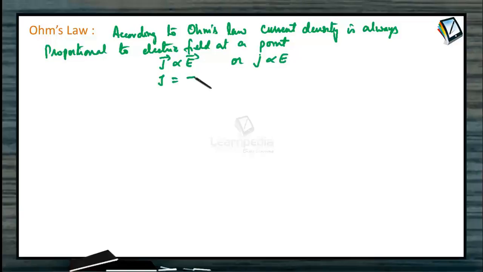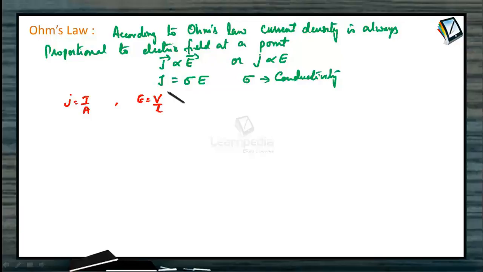J can be written as sigma E. Both are parallel. The direction is the same. Sigma is now called the conductivity. But we know what J is equal to? I by A. And what is E equal to?